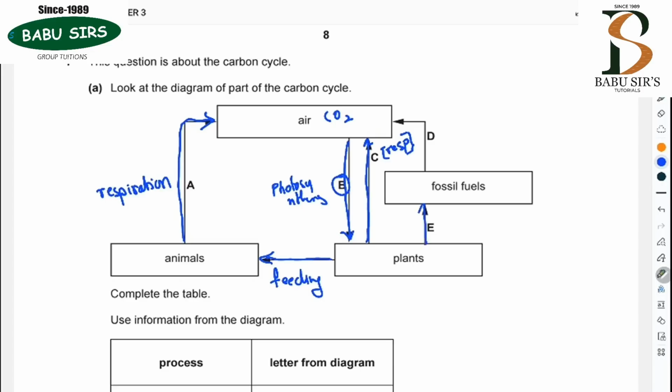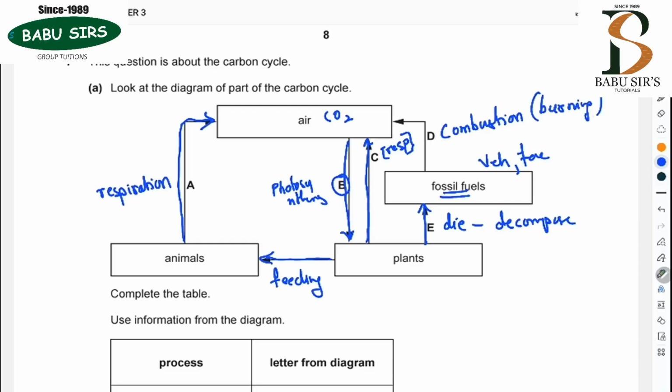Now E part, plants, they die. When they die, they will decompose. When they decompose, they will form fossil fuels. And fossil fuels, we use it in vehicles, factories, and when we burn it, this is called combustion. Combustion means burning. So in the factories, vehicles, the fossil fuels are burnt, and again carbon dioxide is returned to the air. So I have written all the processes.